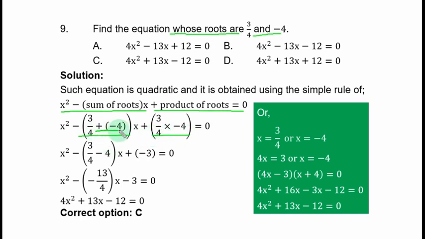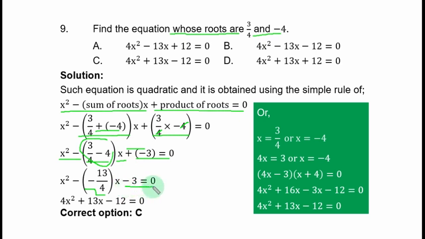If you open this inner bracket, plus and minus is minus, so you have s squared minus bracket open 3/4 minus 4 bracket close times s. Here 4 can cancel 4, you are left with minus 3 in bracket equal to 0. If you simplify this bracket, you have minus 13/4. So you have s squared minus bracket open minus 13/4 bracket close times s. Plus and minus here is minus, so you have minus 3 equal to 0.